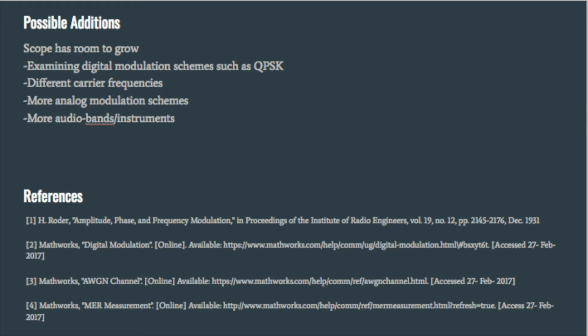The various orders of phase shift keying could be compared for their baud rate and bit error rate for various audio bands. Different carrier frequencies could also be used for both the digital and analog modulation schemes. The signals can then be compared for signal-to-noise ratio and energy efficiency, same as before.